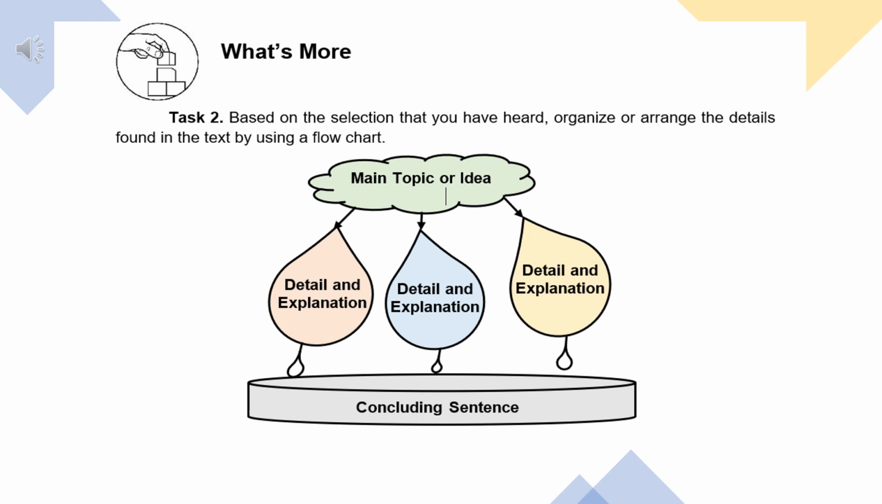So the main topic, pick it out. Then for the details and explanations, I think it would be okay that you have two big balloons for the advantages and disadvantages. Then under each, you have the four small balloons that will contain the four advantages and four disadvantages before you proceed to the concluding sentence.